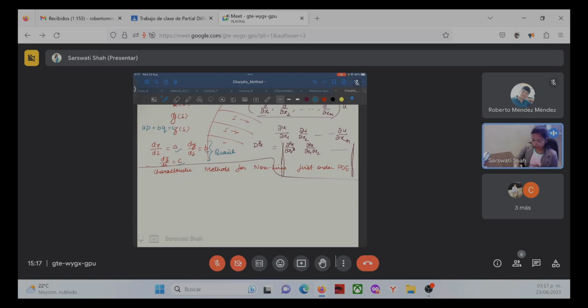And we know that if a, b, c are Lipschitz continuous, then we can solve this for x, y and z, and we can get the solution in x(t, s), y(t, s) and z(t, s). However, what happens in the characteristic method for nonlinear first order PDE?